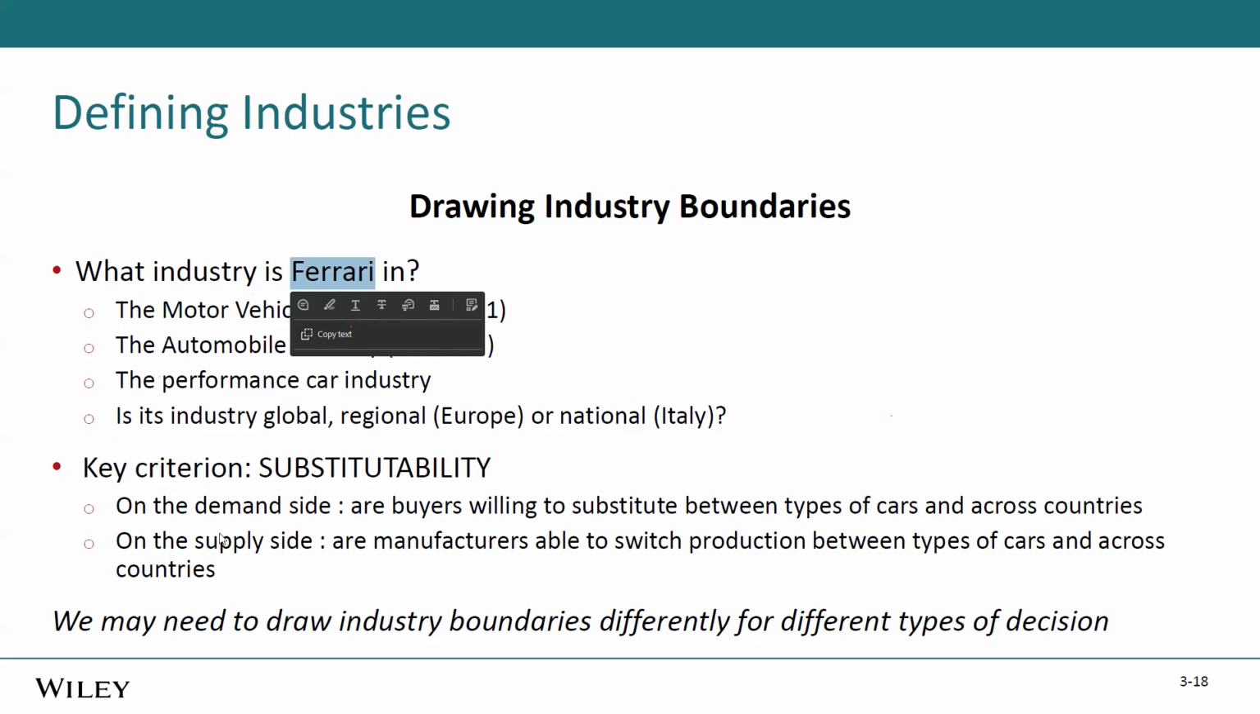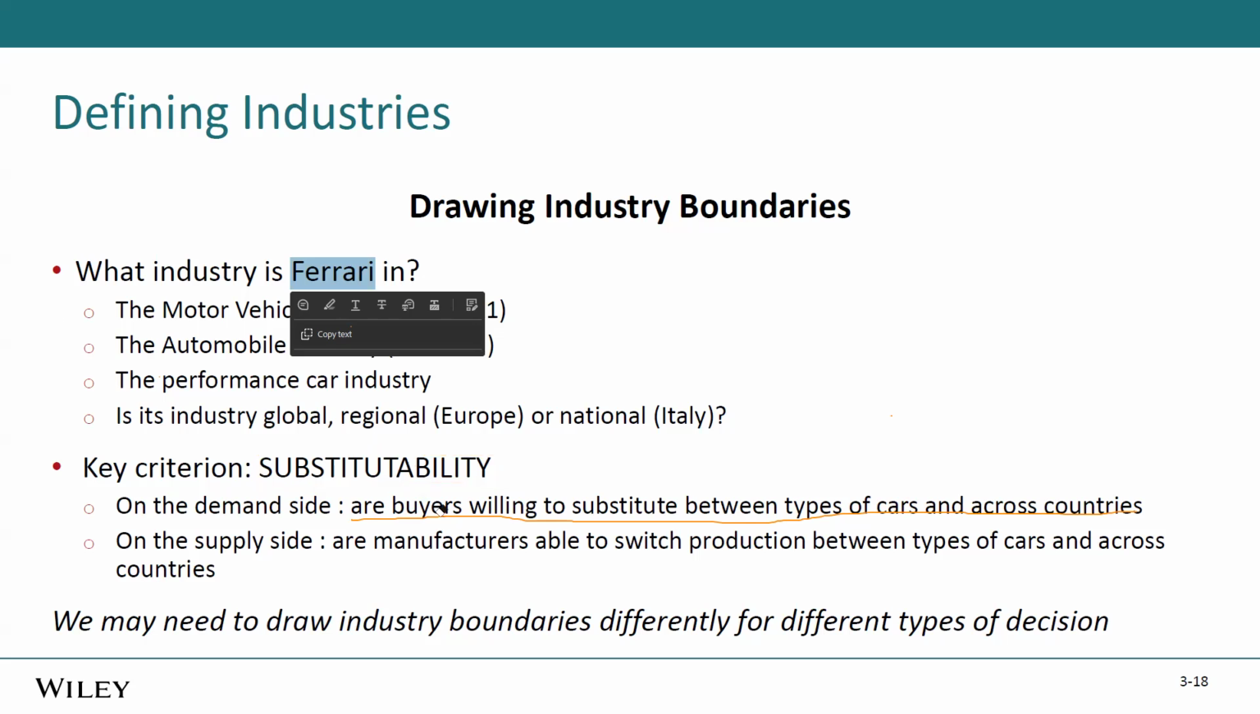The key criterion here is substitutability. What products and what competitors do customers substitute our product for? If we're Harley Davidson motorcycles, maybe we should be thinking about other toys for boys, or things that lawyers buy when they're having a midlife crisis. Do customers prefer American-made trucks in America? Are they less willing to buy Hyundai trucks? Maybe they are, maybe they aren't. So that's substitutability on the demand side.